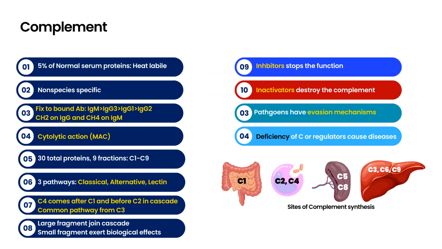If we talk about the site of synthesis, the liver is the main site of synthesis where C3, C6, and C9 are produced. The other sites are basically monocytes and macrophages where C2 and C4 are produced. In the small intestine or GIT epithelial cells, you have C1, and in the spleen, usually C5 and C8 proteins are produced.